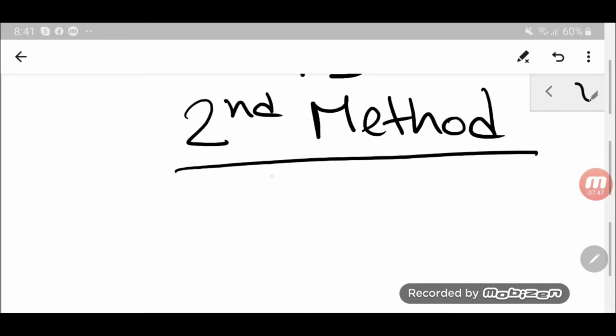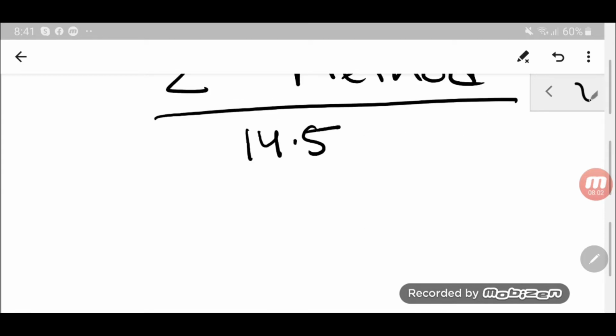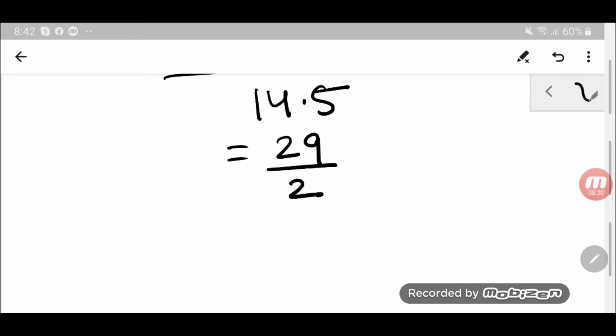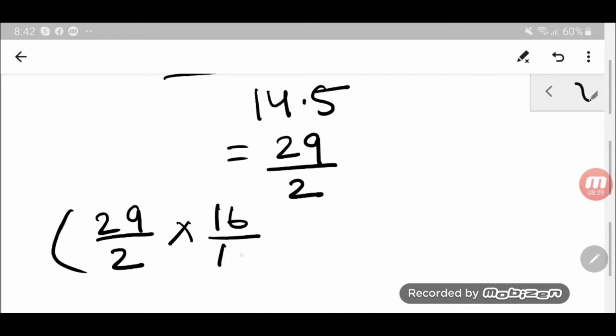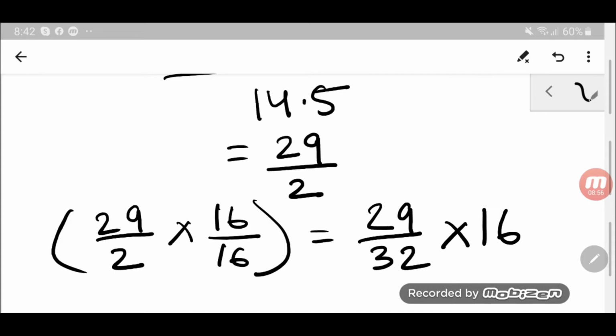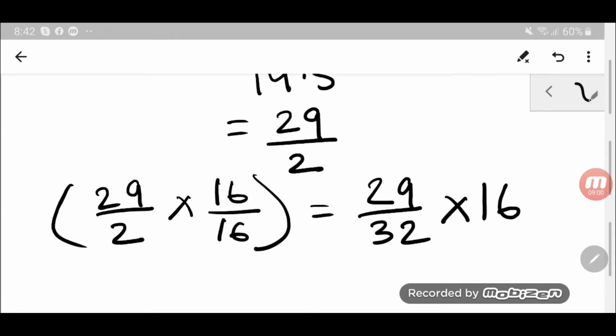So let's again take the number 14.5 as the example. In this method, we will break the number into a form which represents the place values. We can write 14.5 as 29 by 2 as a proper fraction. We can multiply 29 by 2 by 16 by 16 to make the denominator greater than the numerator. So 29 by 32 multiplied by 16.